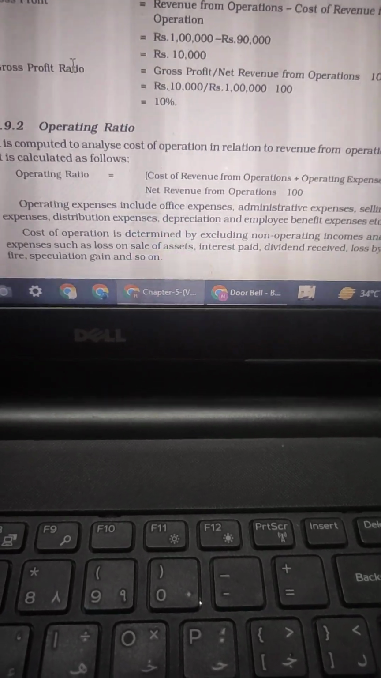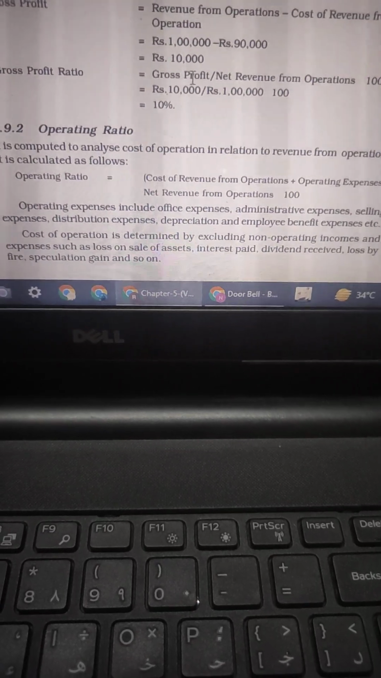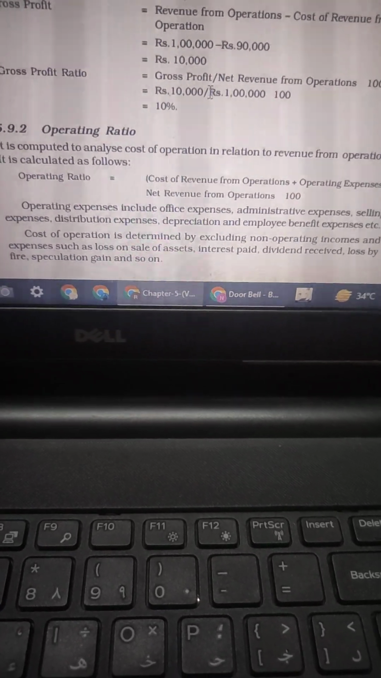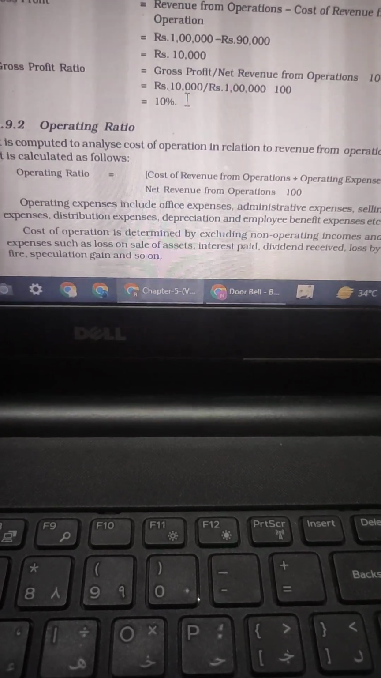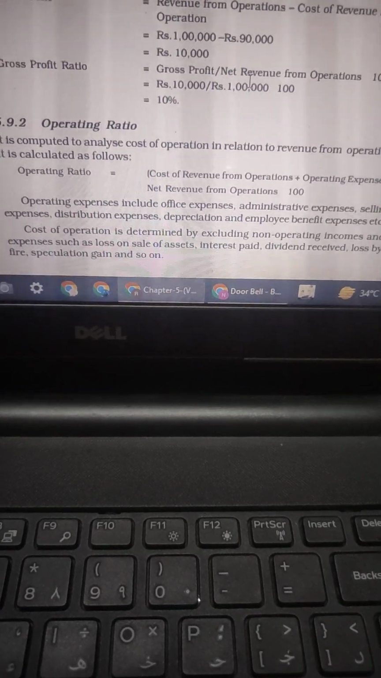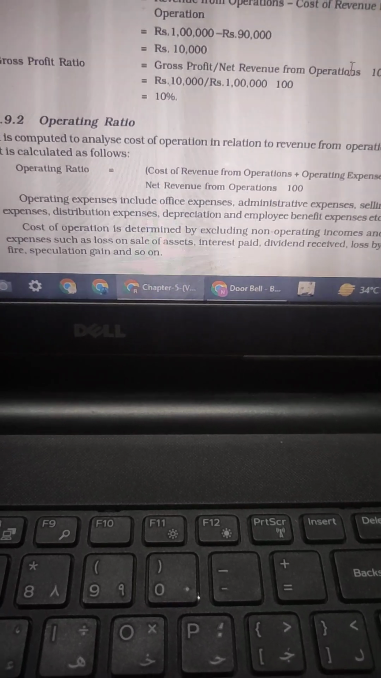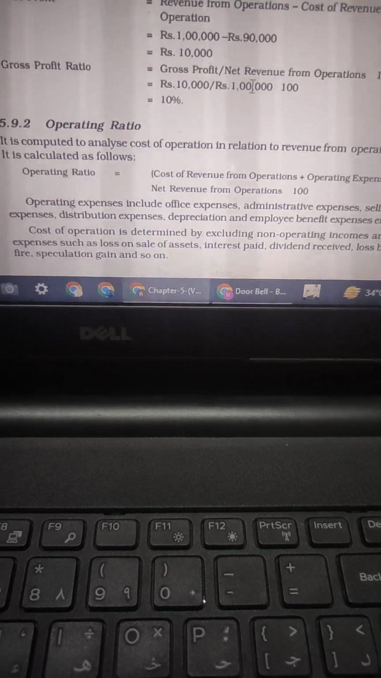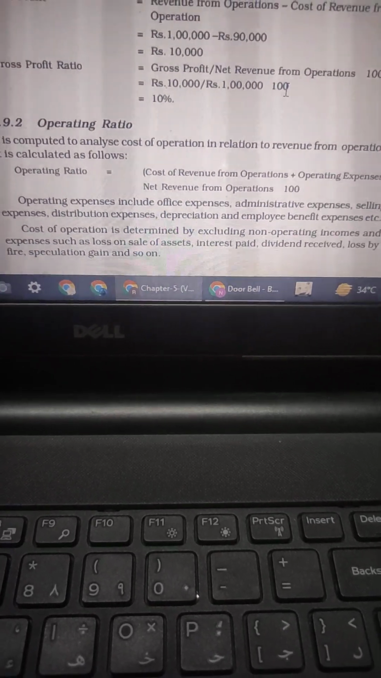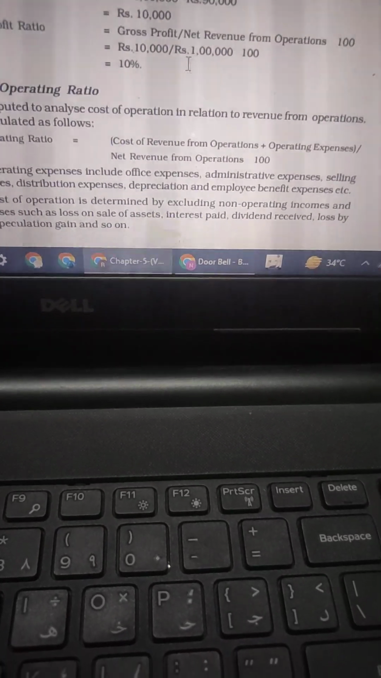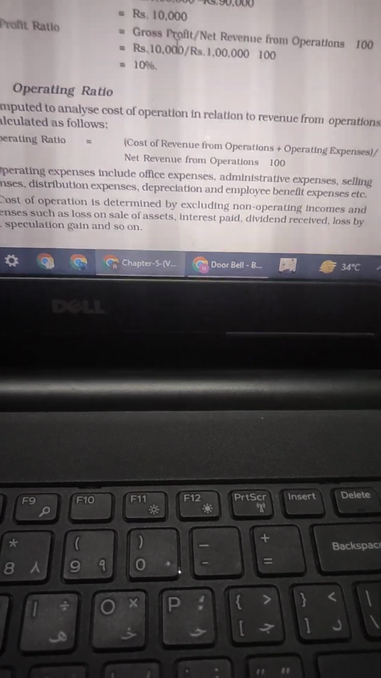Then applying it in the formula, gross profit ratio is equal to gross profit divided by net revenue from operations into 100. So 10,000 divided by 1 lakh into 100, we get it as 10%. Gross profit ratio is expressed as a percentage.